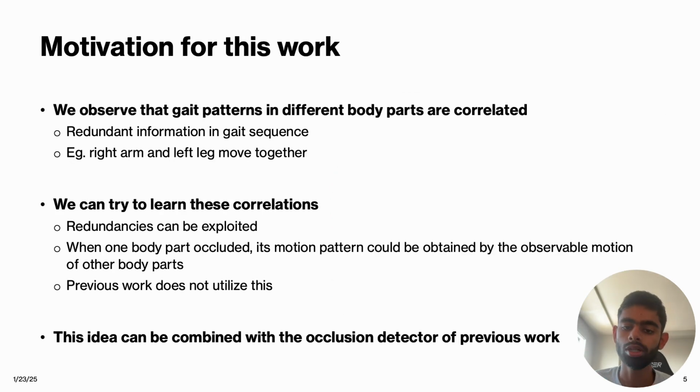Moving on to the motivation for this work, we observe that gait patterns and different body parts are correlated, right? There is redundancy in the motion of different body parts, like the right arm and the left leg, which always or usually move together. We can try to learn these correlations and exploit these redundancies. So when one body part is occluded, its motion pattern could be obtained from the motion of other visible body parts. Previous works on the same problem do not utilize this idea. However, this idea can be combined with the occlusion detector of the previous work.